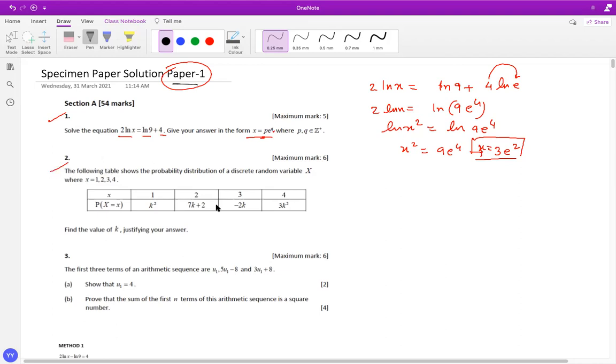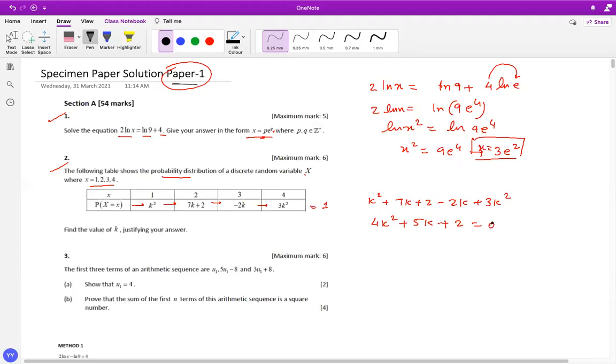Now number 2 is to solve for k, given that this is a probability distribution of a discrete random variable x. Since this is a probability distribution, the probabilities should add up to 1. So if I add up, I get k squared plus 7k plus 2 minus 2k plus 3k squared. So you get 4k squared plus 5k plus 2, which equals not 0, but 1, because the total probability adds up to 1.